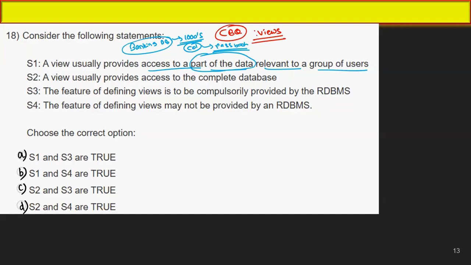Can a passbook be printed with thousands of columns? No, it cannot. So that is nothing but a view. Your passbook is a view. It contains a part of the data relevant to you.